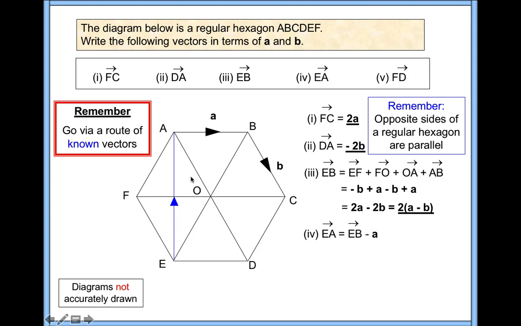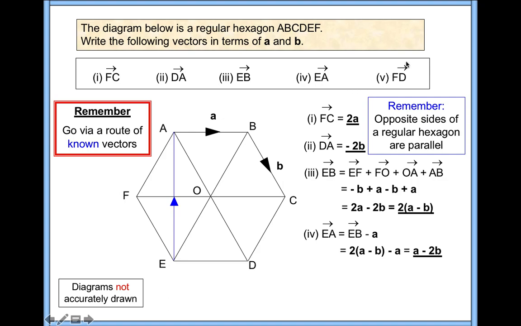So to find AE, you can take vector EB minus vector BA, that is minus A. Vector EB is what? You already found out 2A minus 2B. So vector EA is going to be, we will simplify the values, students. Here it will be 2A minus A, which is A, and then minus 2B.